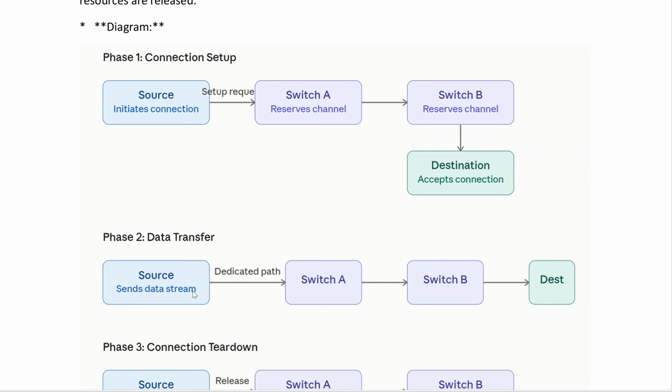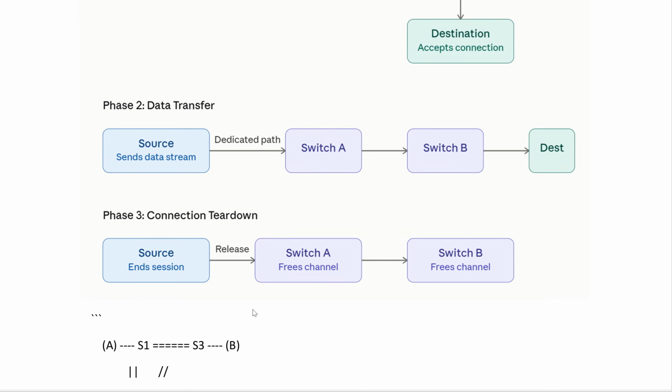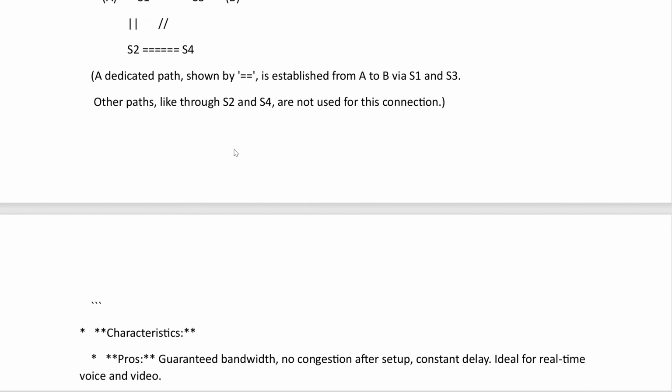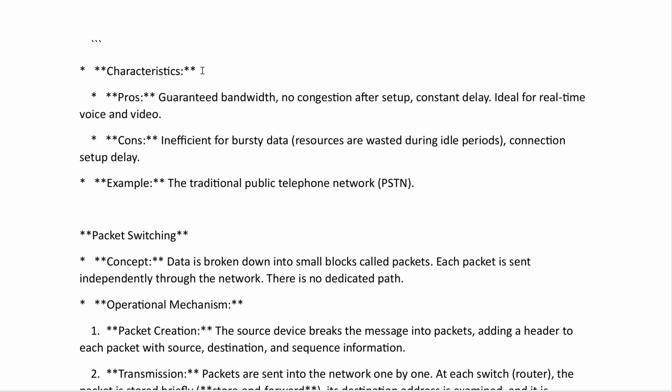Second step is the data transfer. This is the diagram representing the second step. In the second step, as the term itself says, data is transferred from source to destination through these two switches. The third step: once the communication is over, the connection is torn down. That is, the connection is terminated between source and destination. So this is all about circuit switching, and these are some of its characteristics.